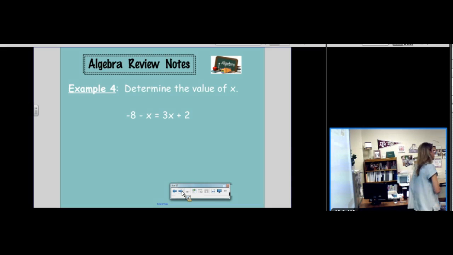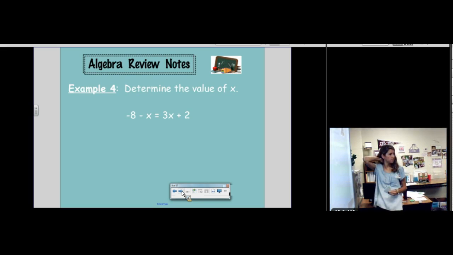All right, try this one. Example 4. Write it down. Negative 8 minus x equals 3x plus 2. Same mistake. What are you doing to us? This one's also negative. Because you've already been through algebra, you can handle this. Yasmin, what would you like to do first? We need to start moving things. I recommend moving this guy first. How do I move him?